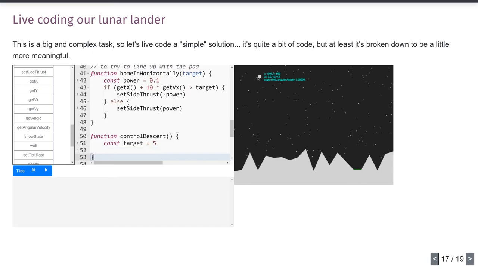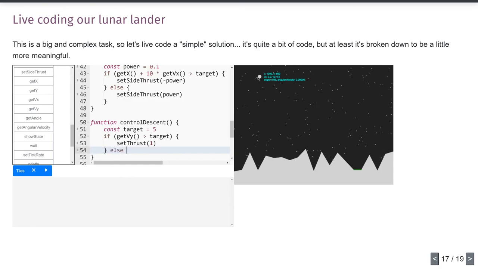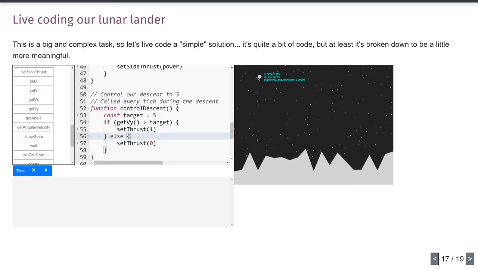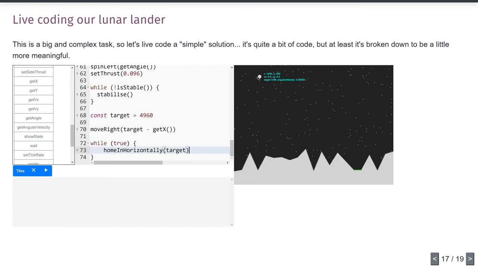Just directly in here. And so I can say if getVY is bigger than target, if I'm going too fast, then set thrust of 1, else set thrust of 0. And so this is going to control our descent to 5, whatever the unit system is inside the simulation. And this is called every tick during the descent. You'll notice it's not a while loop, it is just an if. And so what we want to do is put it in here. So home in horizontally and control the descent.